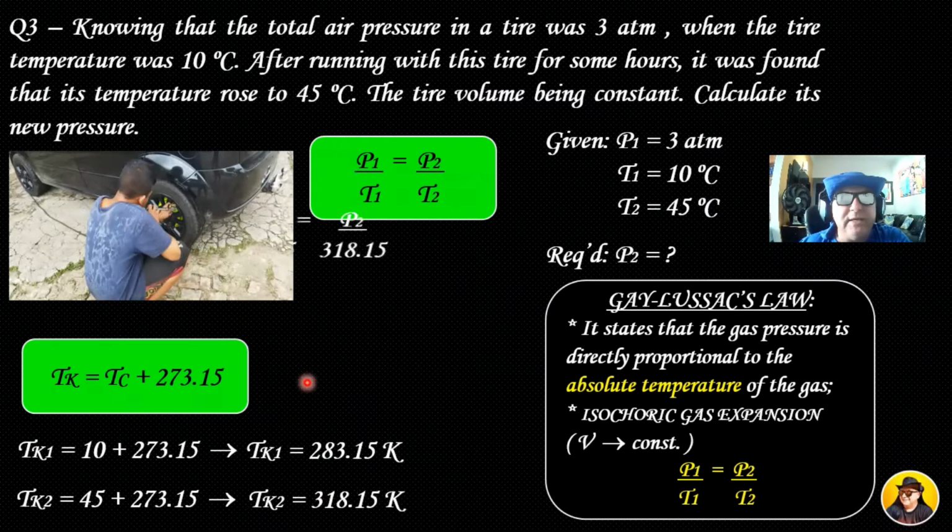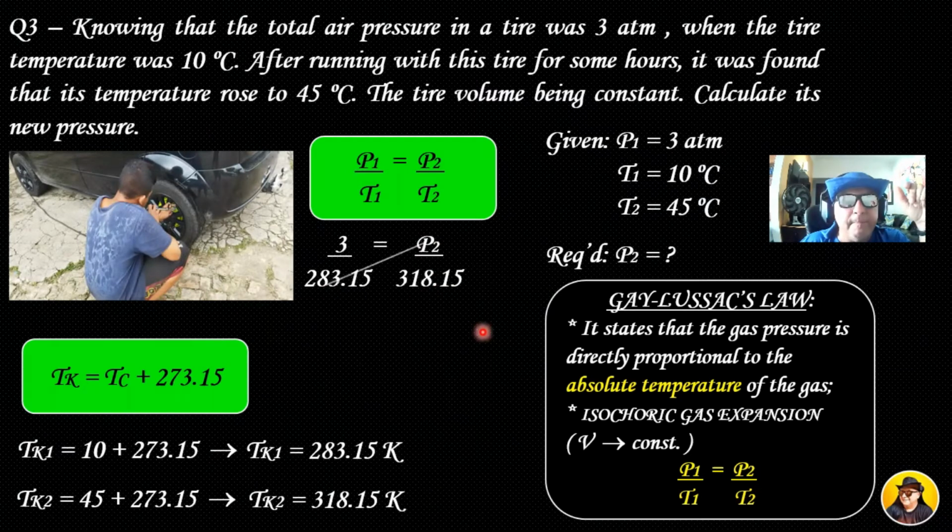So let's plug the values into the formula. I have that 3 over 283.15 is P2 over 318.15. Now, let's multiply like this. So I have that 283.15 times P2, and now 318.15 times 3. So now let's multiply these values. And also, while I do the multiplication, I'm going to move 283.15 to the other side, dividing.